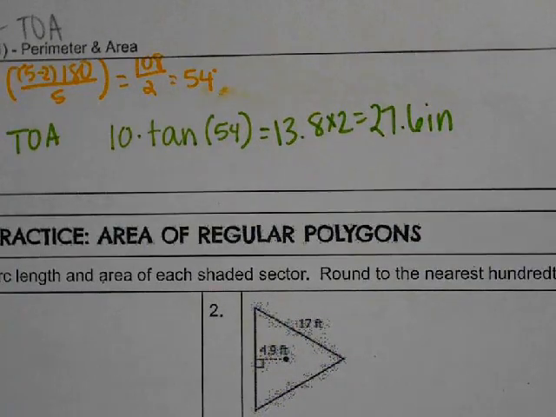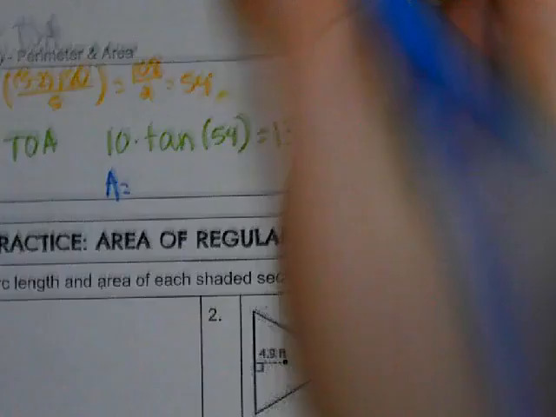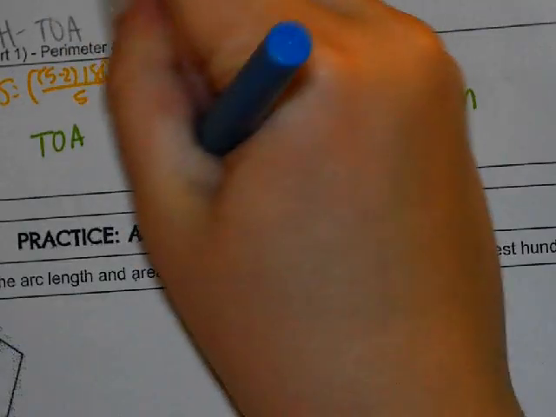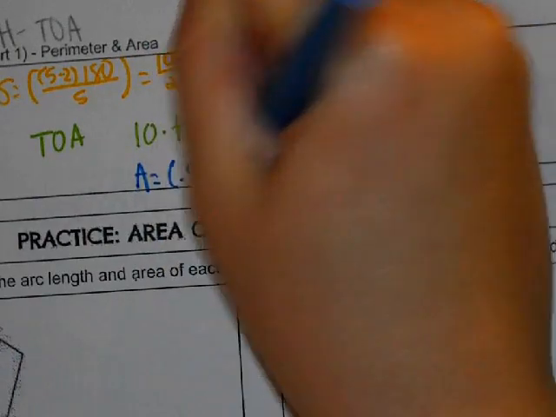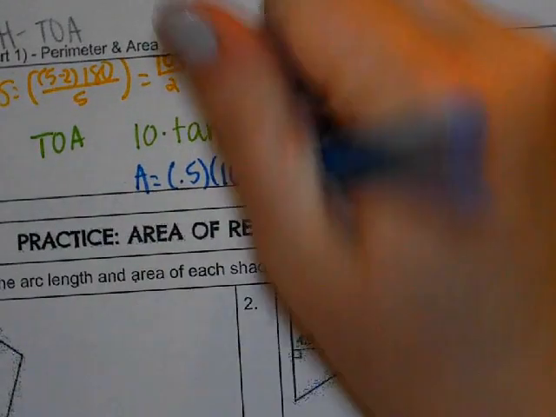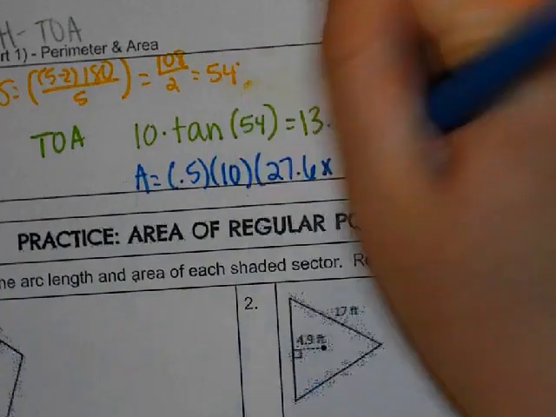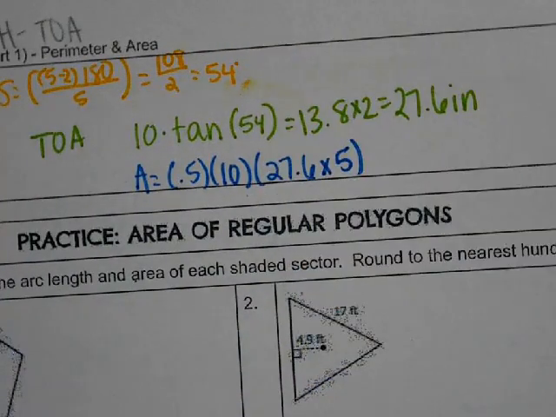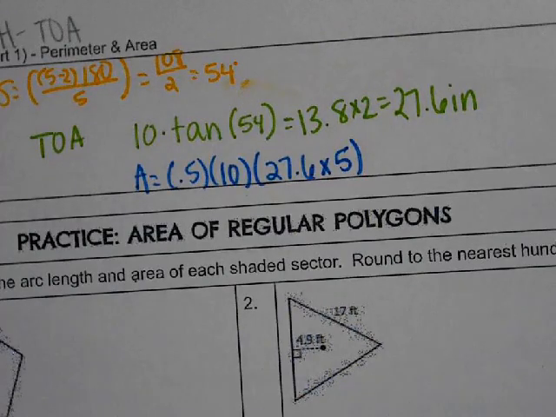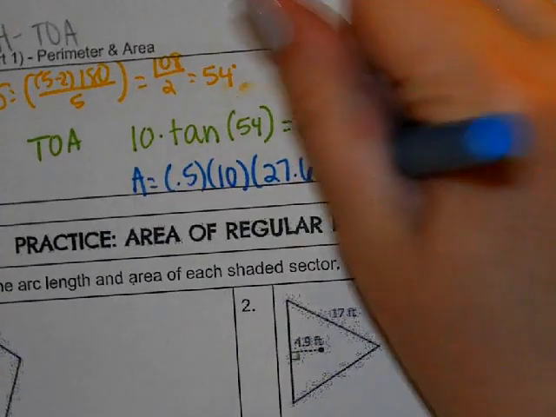So now I'm going to fill in my formula. I've got the area equals 0.5 of the apothem times the side length times the number of sides. And there are 5 sides in this shape. So if I multiply all of this, 0.5 times 10 times the side length times the number of sides, I should end up with 690 inches squared.